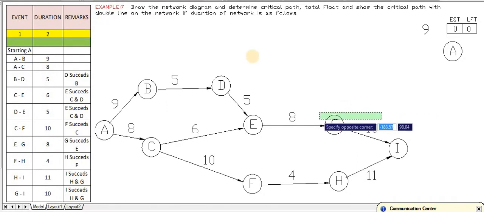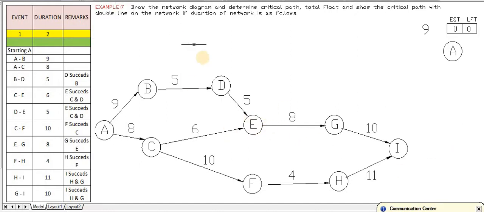Most important is that we have to read properly the given data, that is the events column. We have read the events column, we have read the durations also, and the remarks are most important. Depending upon the remarks column, we draw the network diagram. So with the help of the remarks we can draw the network diagram easily. These are the various activities and these are the network diagrams with various durations.